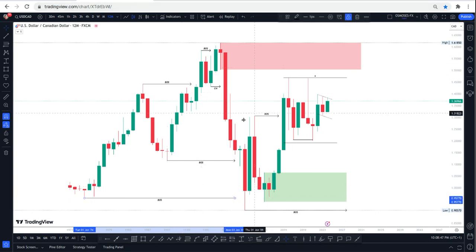So where is the possible supply zone? How did price sell off here? We have rally, base, drop, base, drop. So for price to do rally, base, drop here, this is where the change of character happened, and there's a supply zone, fresh supply zone here, and price is looking towards that supply zone.